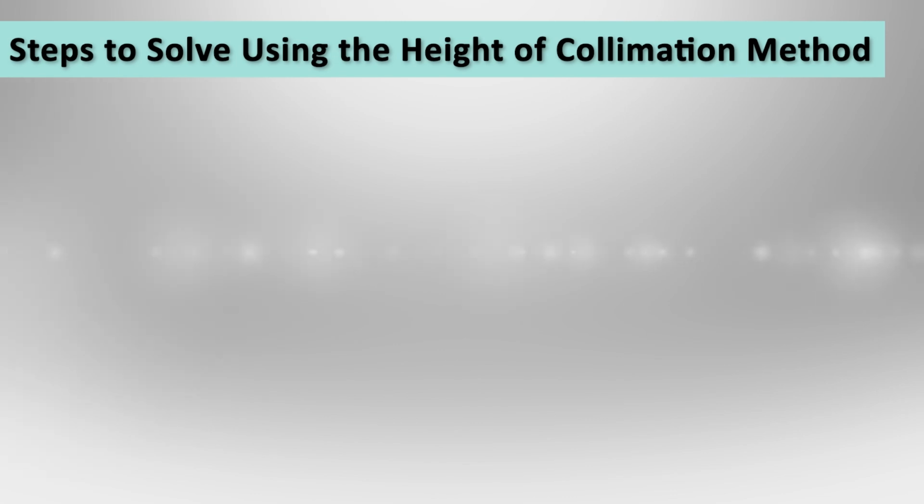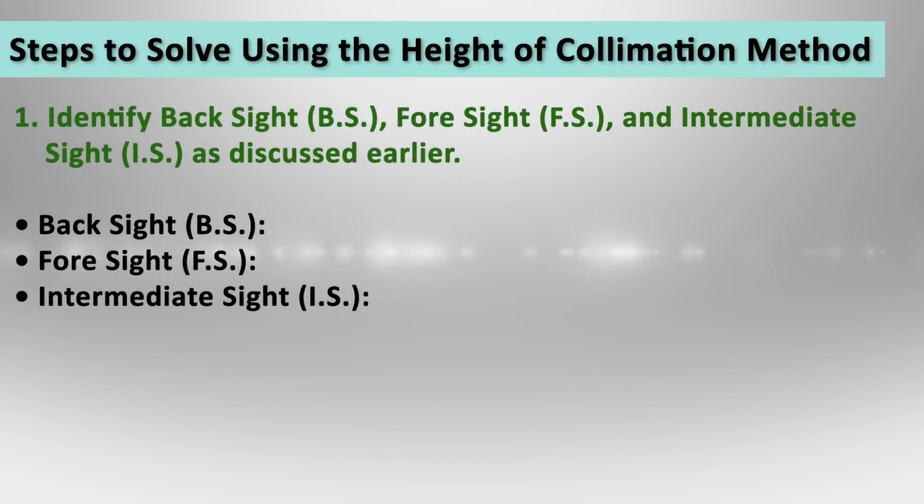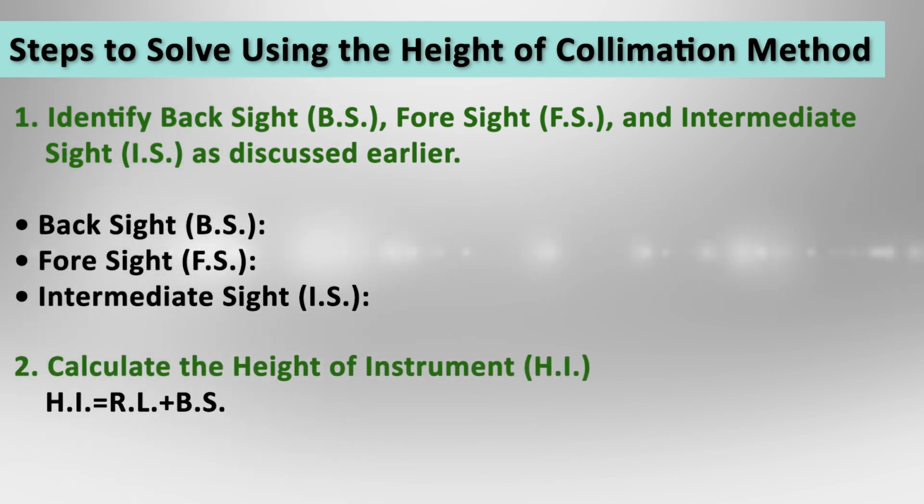Now, after rise and fall method, we will move on to height of collimation method. So, steps to solve using height of collimation method include: firstly, we will identify the back side, foreside and intermediate side as discussed earlier, and in the second step we will calculate the height of instrument, and the height of instrument is calculated by adding the back side to the reduced level of the previous station.